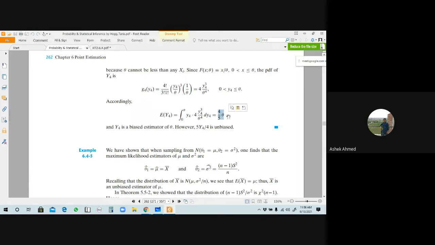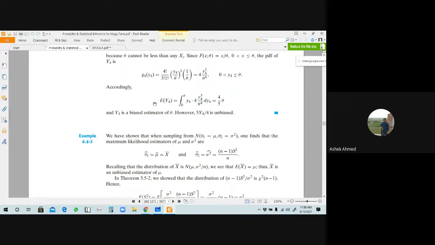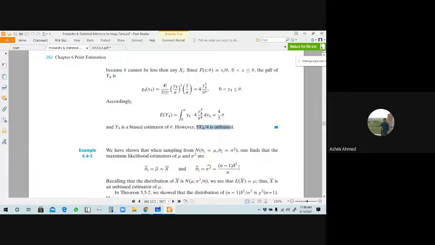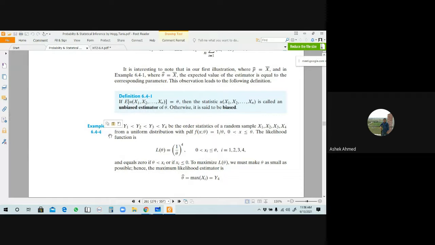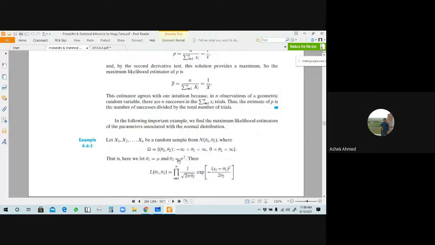But can you say this is equal to theta? If not equal to theta, we can't say that this is an unbiased estimate. Unbiased means... this should be a biased estimate. So we can say that this estimate will be biased. However 5 is unbiased, but you do not need to see example 4. You have to solve the problems up to example number 3 here.